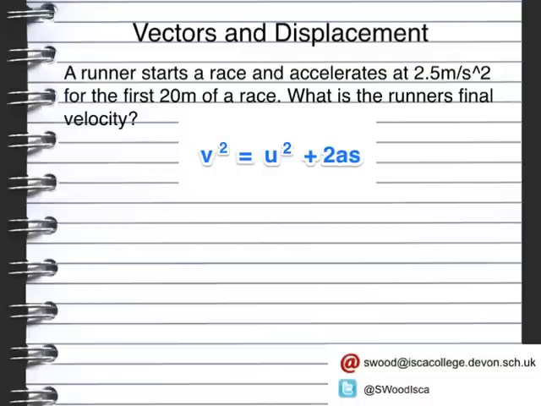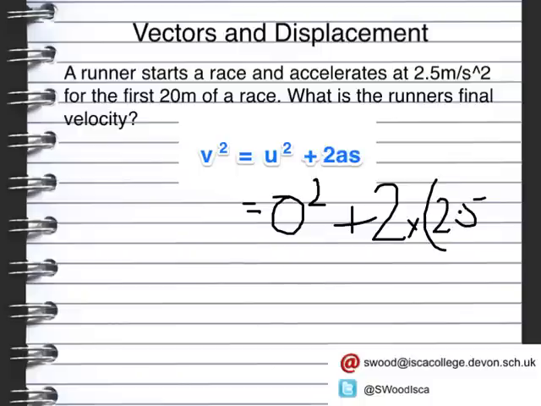So, let's substitute the letters here for the numbers in the question. So, the initial velocity is obviously going to be 0 because they've started a race, so they would have started at 0. So 0 squared plus 2 times the acceleration, which is 2.5, times the distance, which is 20.